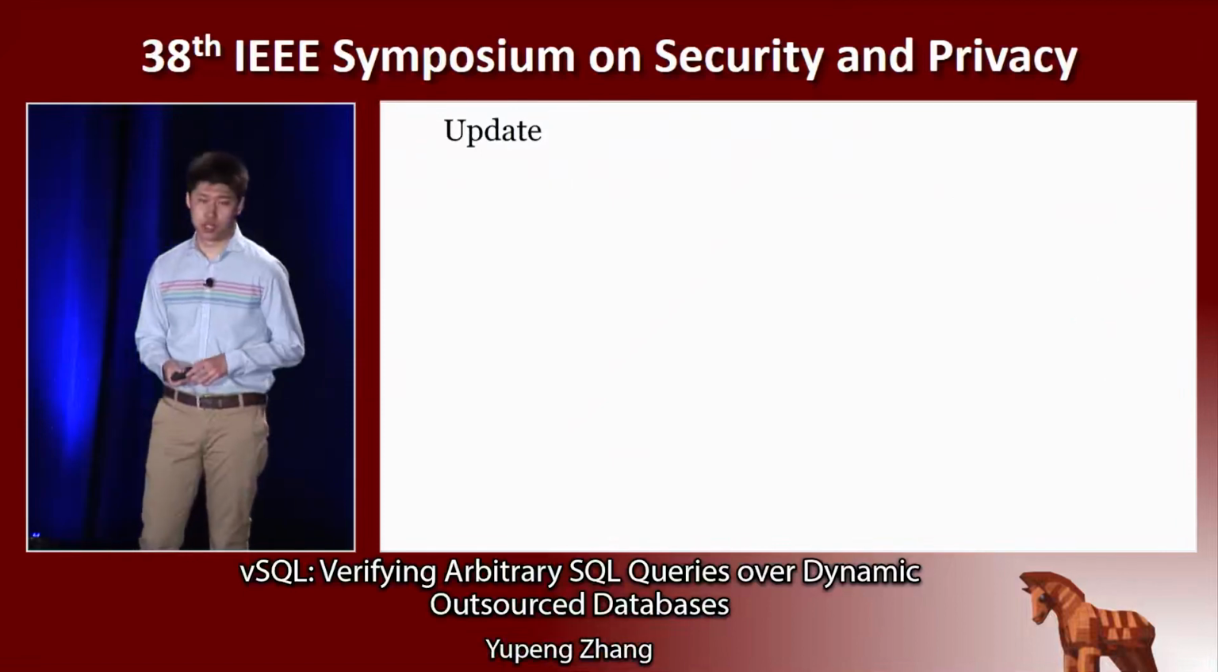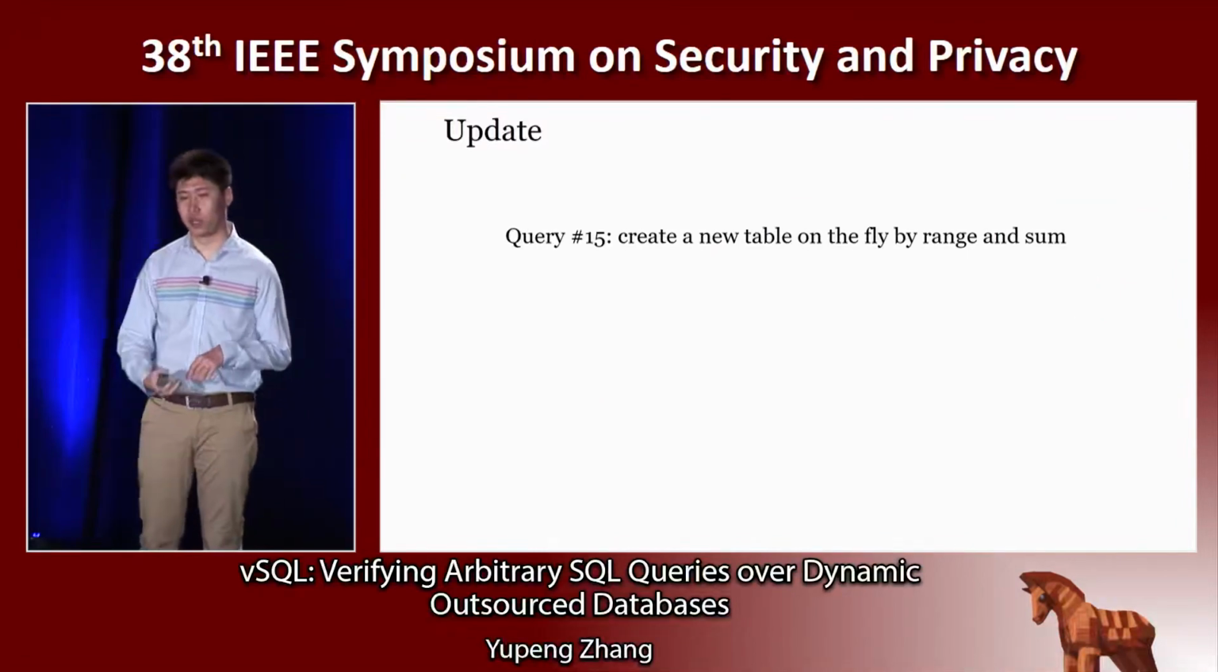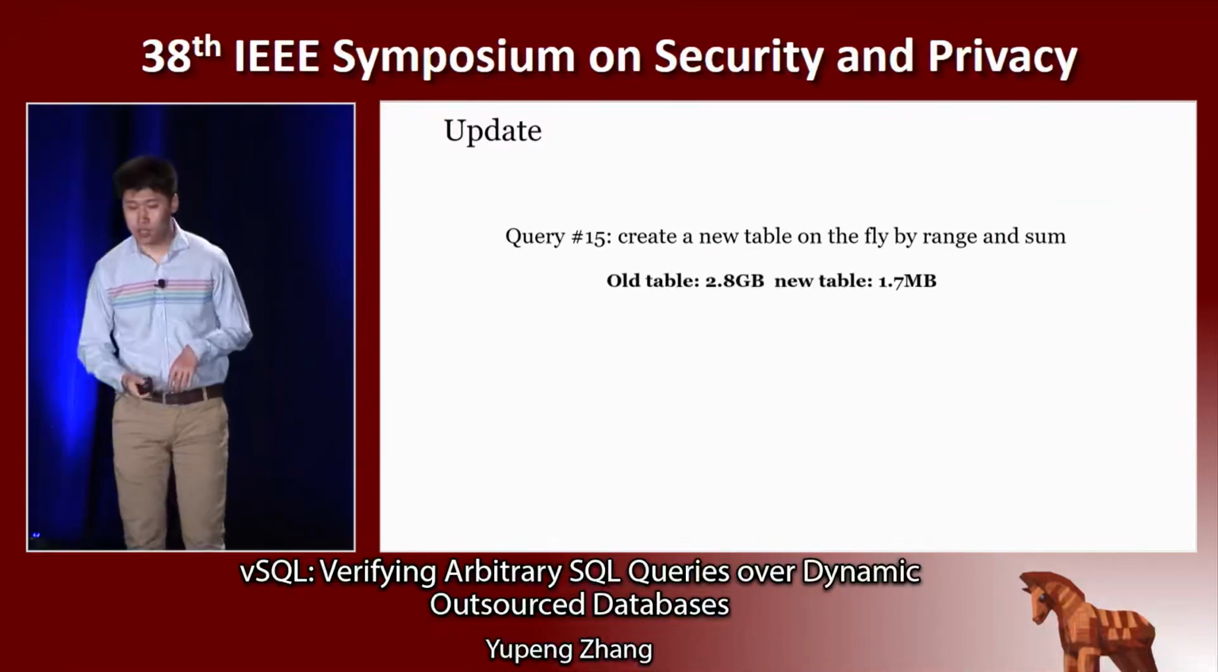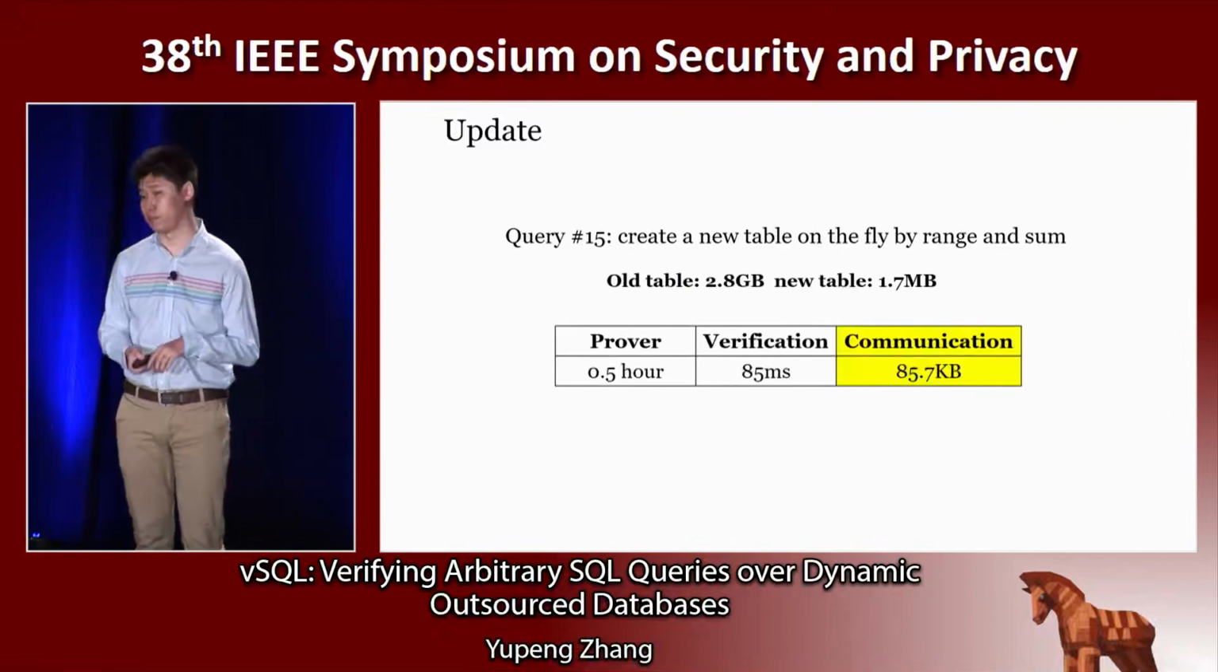Next, I want to show you some results for updates. In TPCH, there is a query to create a new table on the fly. The size of the old table is 2.8 gigabytes, and the size of the new table is still 1.7 megabytes. And here's the performance of our system.